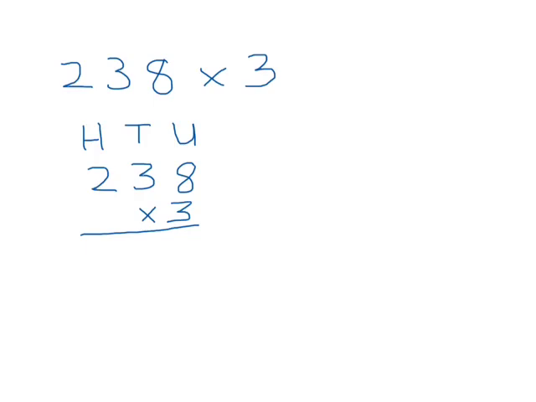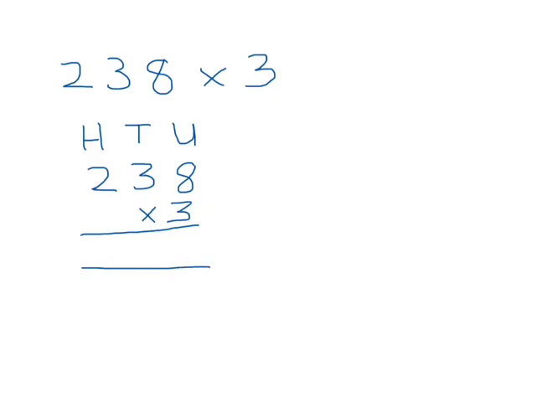Now, I'm going to do it the short way, the contracted way. And we always start with the ones or units house. So we say, how many is 3 times 8? If this is 238 kroner, you'd have 3 lots of 8 kroner. Alright, well 3 lots of 8 kroner is 24 kroner. Put another line here.